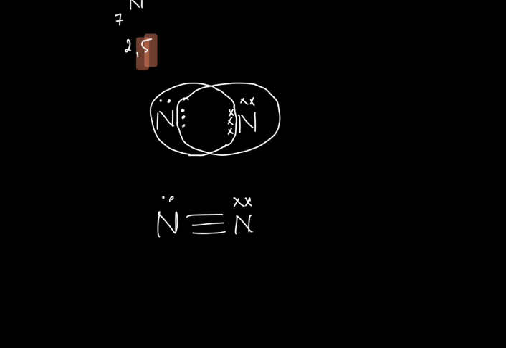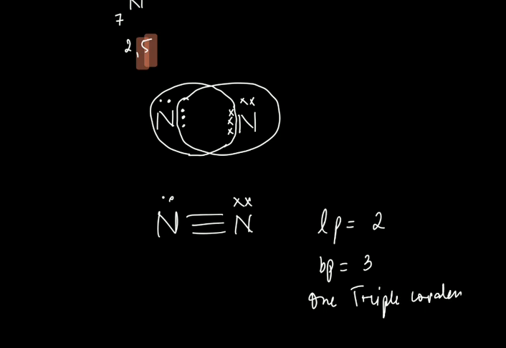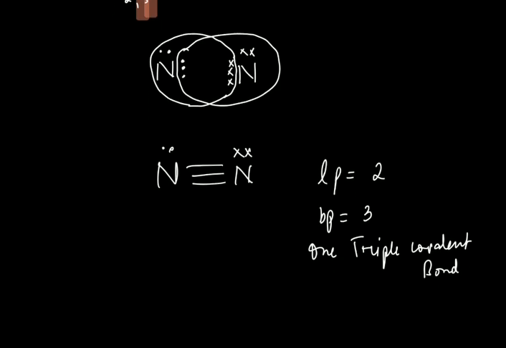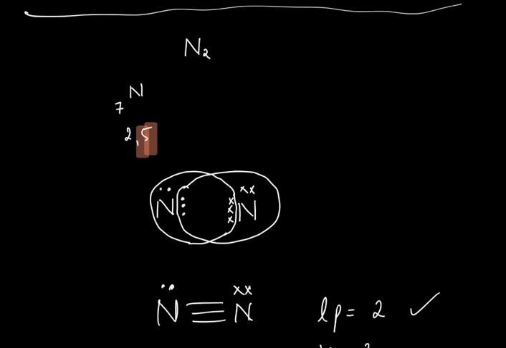And how many lone pairs do we have? LP stands for lone pair: 2 lone pairs. And how many bond pairs? For bond pairs you count the lines. There are 3 lines, and you have 1 triple covalent bond. This entire entity is called a triple covalent bond. So this was the nitrogen molecule. On each nitrogen, 1 lone pair is there. On the entire nitrogen molecule, how many lone pairs? 2. So this is how we can remember it.